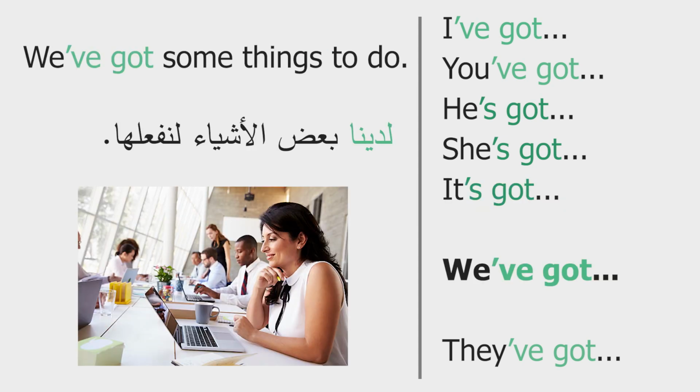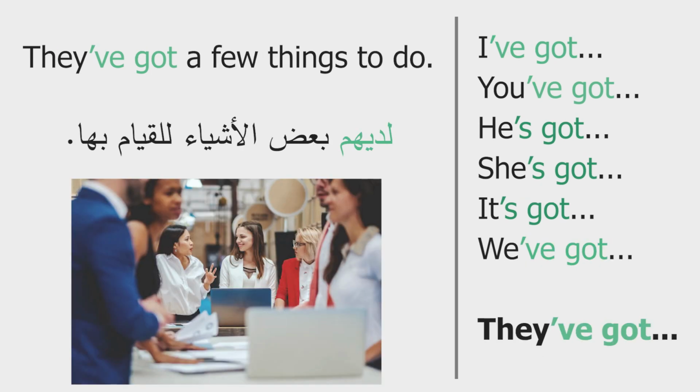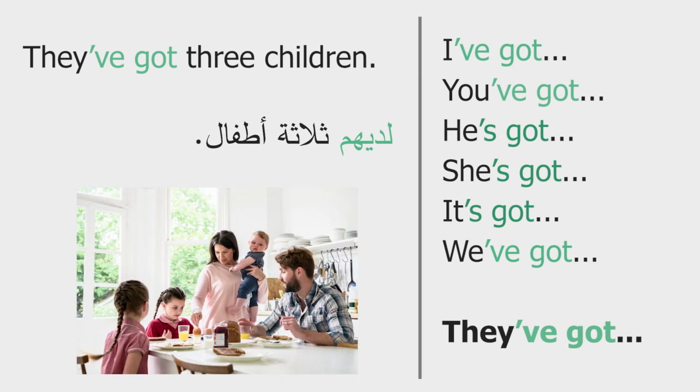We've got some things to do. We've got a big garage. They've got a few things to do. They've got 3 children.